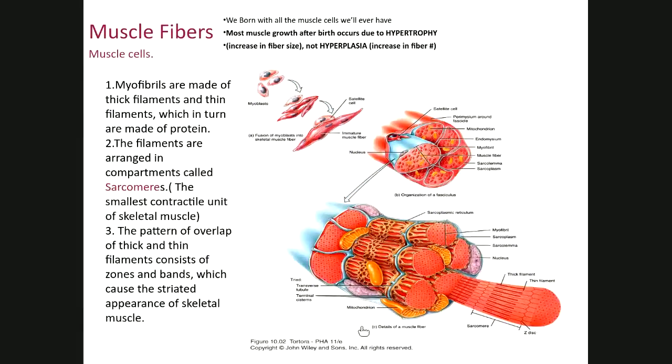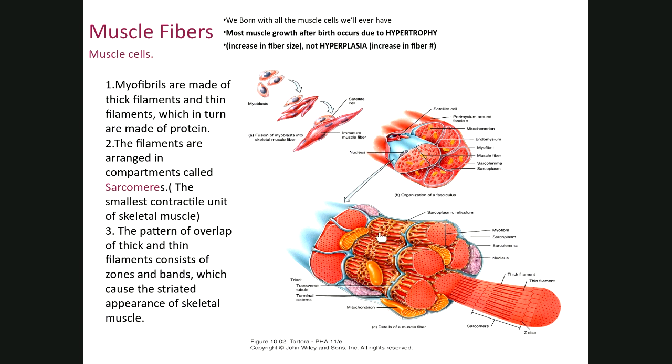So let's look at our muscle fibers or muscle cells. In general, we're born with all the muscle cells we'll ever have. So most growth in these cells after birth occurs due to hypertrophy, meaning the cell itself grows, versus hyperplasia, which occurs in utero, where we're increasing the number of fibers.